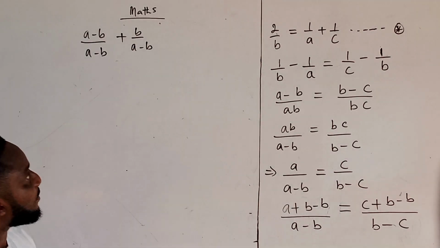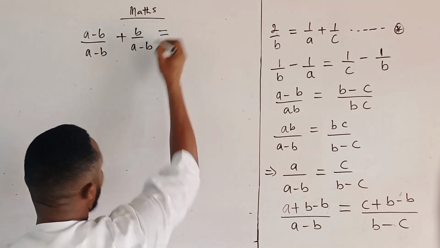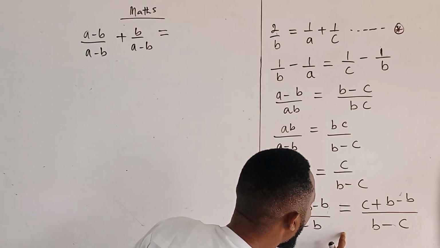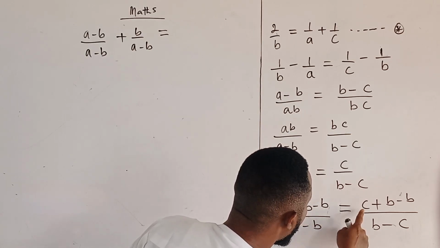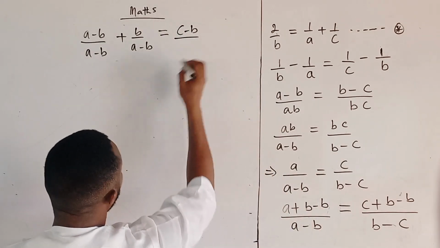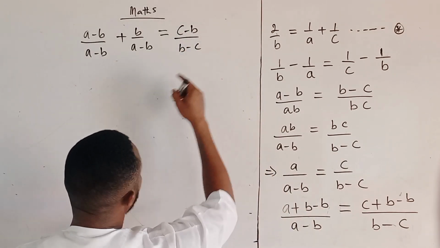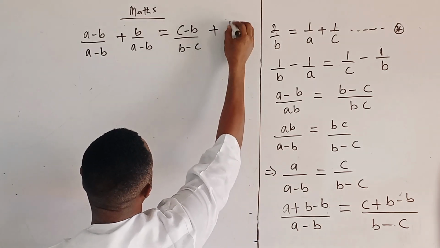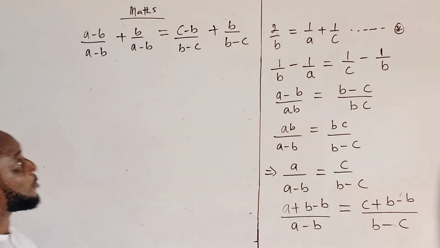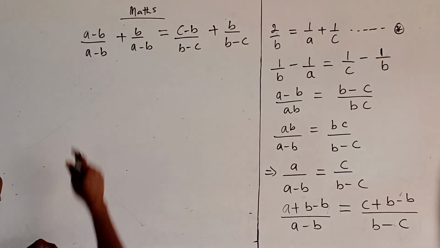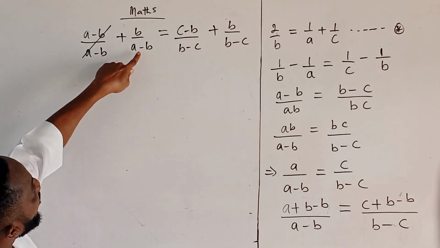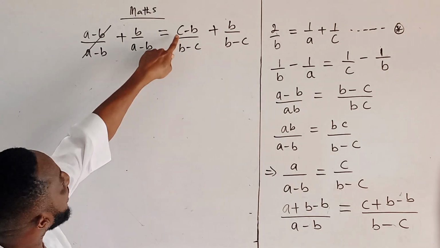It's actually very productive. I will also split the right side. We are going to be having C minus B upon B minus C. Then we are having plus B upon B minus C. So you can see that this will cancel out to give 1. Then we are going to work on this guy and this guy.